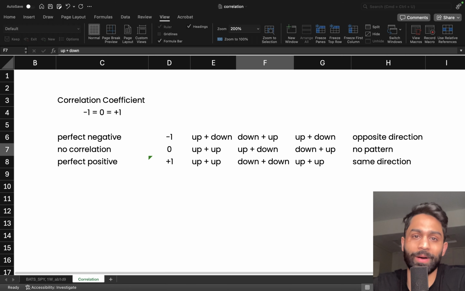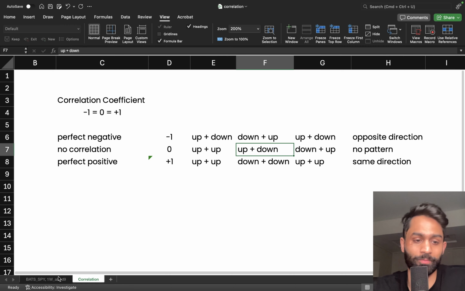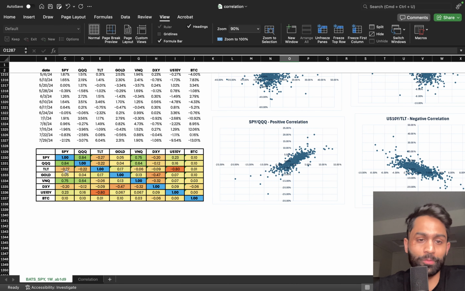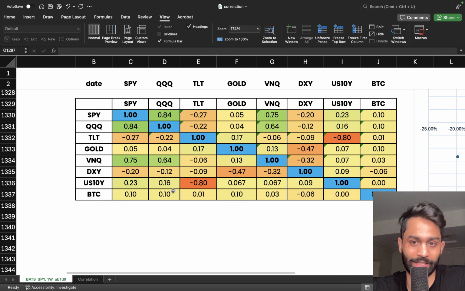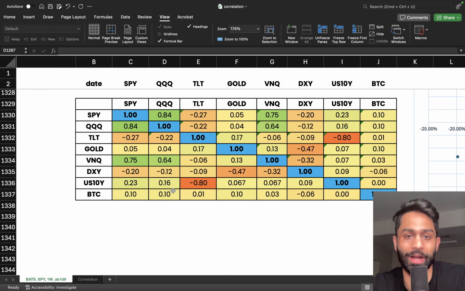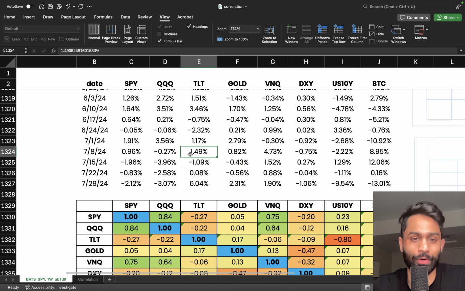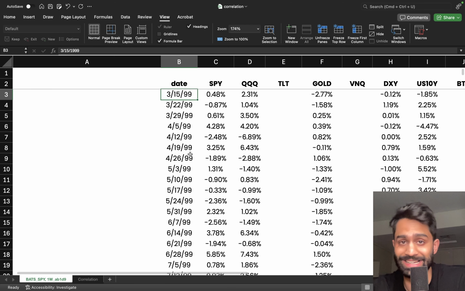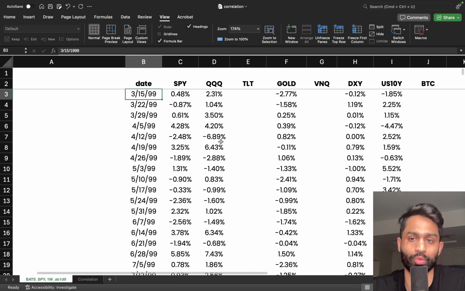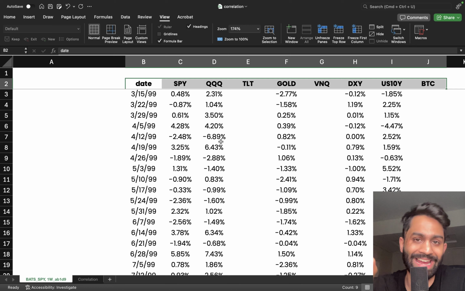So today we're talking about correlation coefficient, and I really want to break down this spreadsheet over here that's going to better help you understand the correlation between 8 different asset classes. So what I did was essentially put together a lot of data. You can see that this is all the data going back as far as 2002, to even further back to 1999. So we're going back over 25 years worth of data for these 8 asset classes.